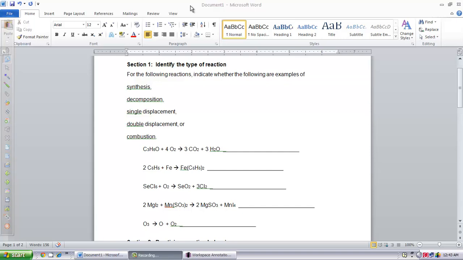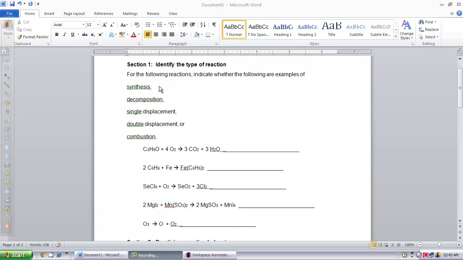Okay, this is a brief overview of reviewing chemical reactions, how to identify the type of reaction, how to briefly review how to make a compound using oxidation numbers, and then how to balance those reactions. So let's look. The 5 types of reactions are right here.